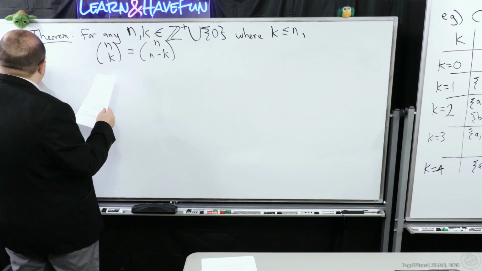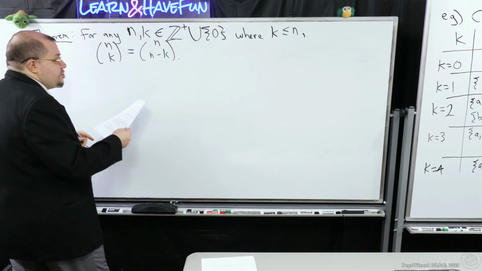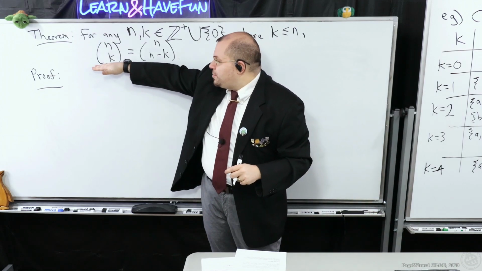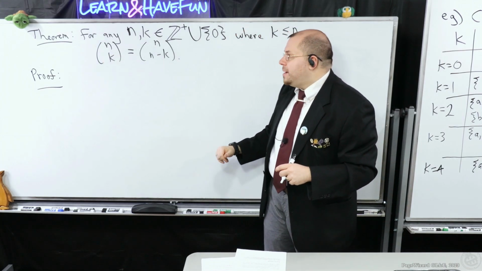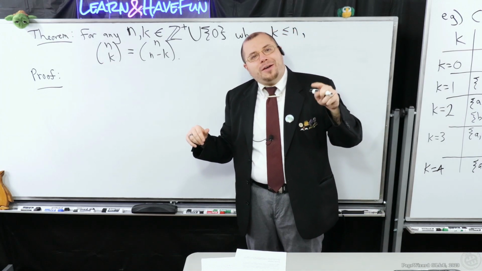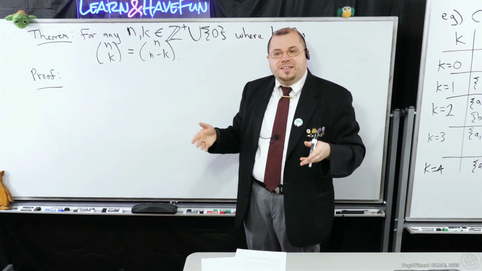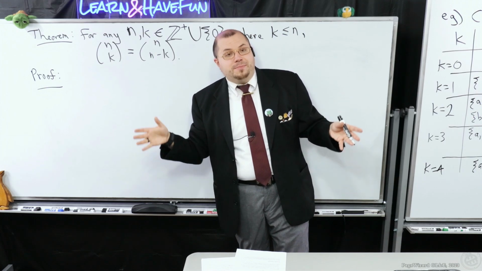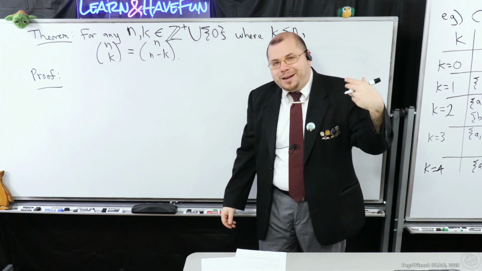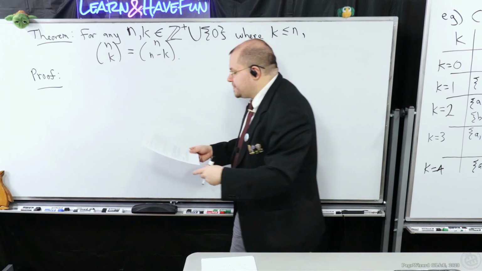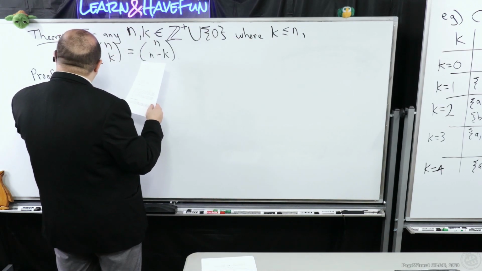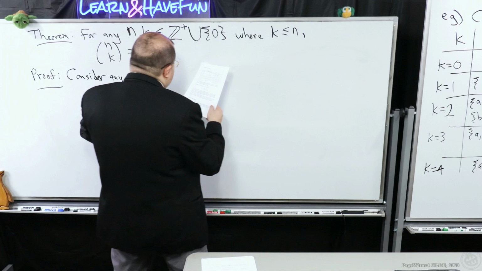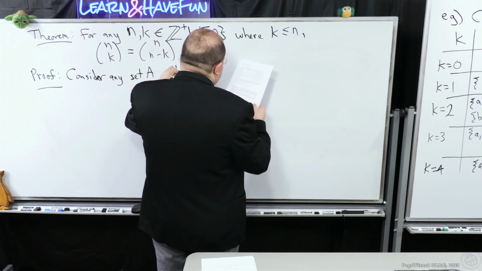Okay, so here's the game plan. I'm going to create 2 lists. I'm going to have a list of all the subsets of size k that correspond with this count. Then I'm going to create a second list that's paired up with this first list, consisting of subsets of size n minus k. And I'm going to show you that these 2 are in fact the same in their size because of the way I'm going to construct the second list. So consider any set A with n elements.